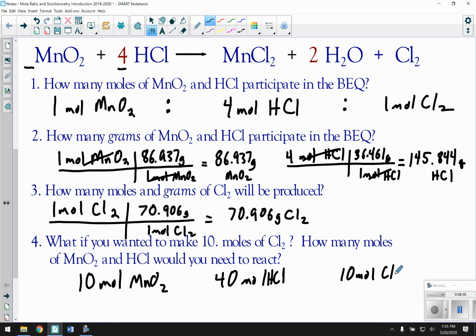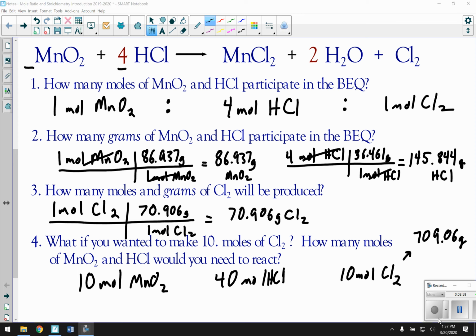And then you would make the 10 moles of Cl2. How many grams would that be? Well, 10 moles of Cl2 times the 70.906 grams per mole of Cl2. So in that 10 moles of Cl2, we would have 709.06 grams. You see that? That's 10 moles times the molar mass.